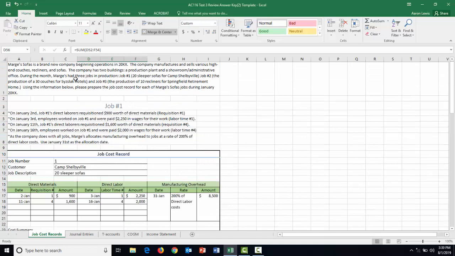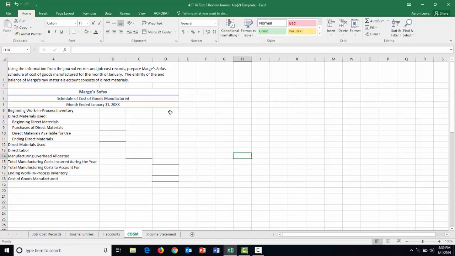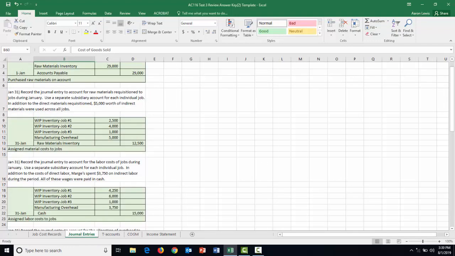the very first line tells us that Marge's Sofa is a brand new company beginning operations in 20XX. If they are brand new, that means they couldn't have had beginning anything because they just started. So we can fill in 0 for our beginning work in process inventory, and we can fill in 0 for our beginning direct materials. For the purchase of direct materials, let's go to our journal entries.